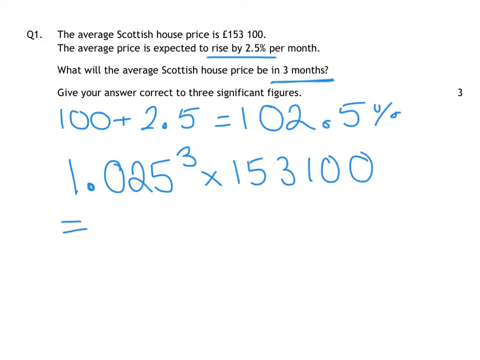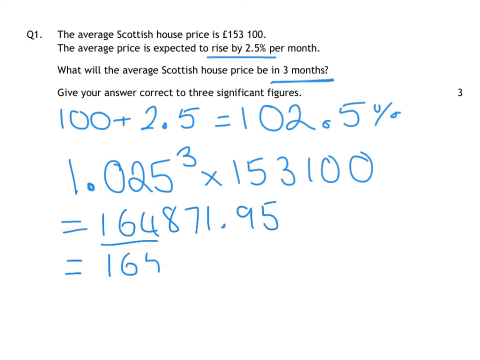153100. And then you put that in your calculator and you get 164871.95. Now it then says put your answer to 3 significant figures, so that means we're keeping the 164, but the 8 is going to change that, so that's 165 and then 3 zeros. So that will be the average price rise in 3 months.